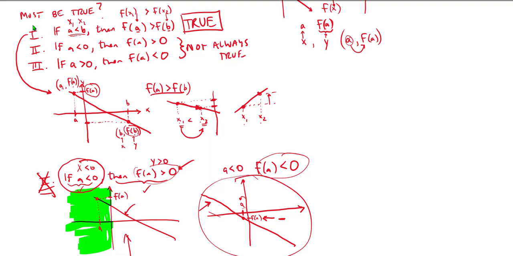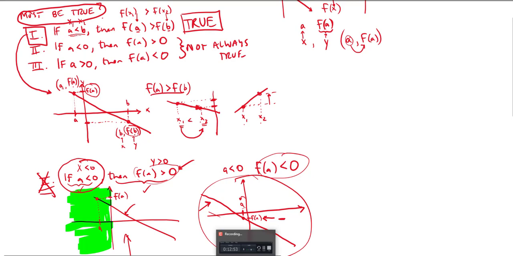And on a question that says which of the following must be true, we need to pick only those Roman numerals, or only those answers, that are always true, no matter what conditions you choose to use.